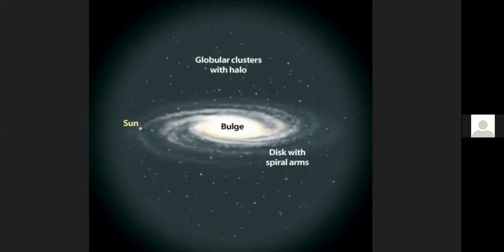So for the visible mass, we have a concentration in the bulge. Next, we have the mass in the gas and the stellar disk in the spiral arms of the galaxy, and then the galaxy's halo has a fairly negligible amount of mass in comparison.